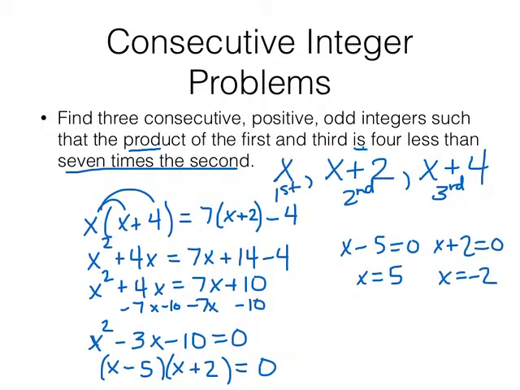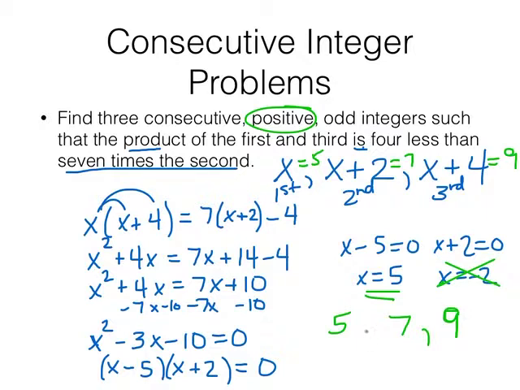Now, I can go ahead and say, well, one of those is wrong. One of those is clearly wrong if I read the problem again. I'm looking for positive numbers here, so it can't be that one. And remember that I'm trying to find 3 consecutive odd integers. If x is the first one, that means this is 5. x plus 2 is the second one, so that's going to equal 7. And then x plus 4 is the third one, that's going to equal 9. So it's 5, 7, and 9.